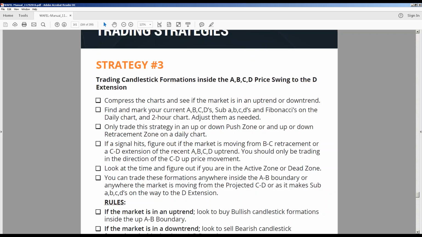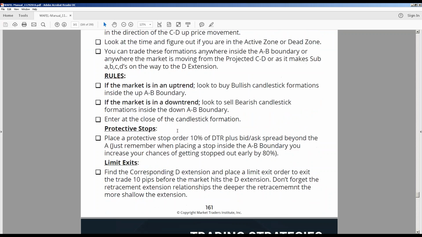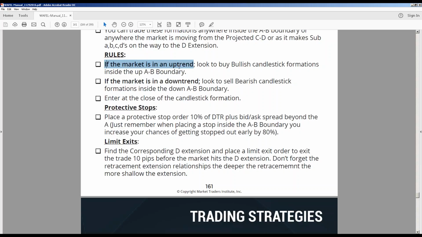Look at the time, figure out if it's in the active zone or the dead zone, and just make sure that you're trading from the C to the D. Right, now here are the rules. If the market's in an uptrend, look to buy bullish candlestick formations inside the AB boundary. If the market's in a downtrend, look to sell bearish candlestick formations inside the down AB boundary. Enter at the close of the candlestick formation.